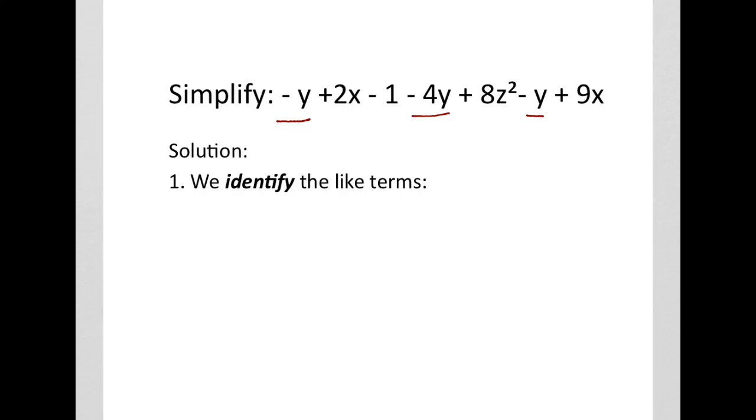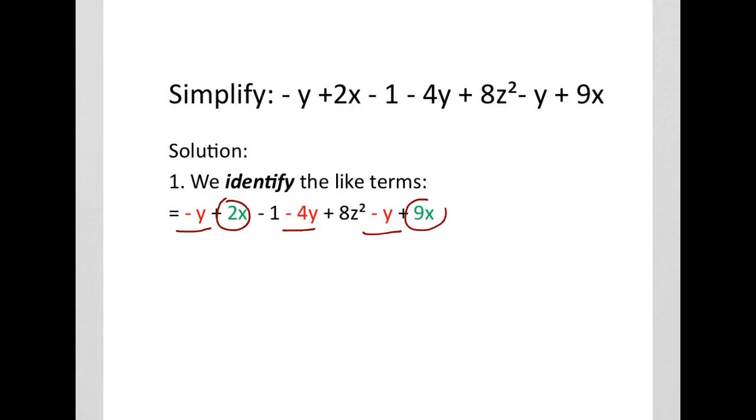In terms of our x's, we've got 2x and 9x, and we've got 2 other terms, 8z squared and minus 1. So we've identified those, and we have minus y, minus 4y, minus y, 2x, plus 9x, plus 8z squared, minus 1. So we've done that step.